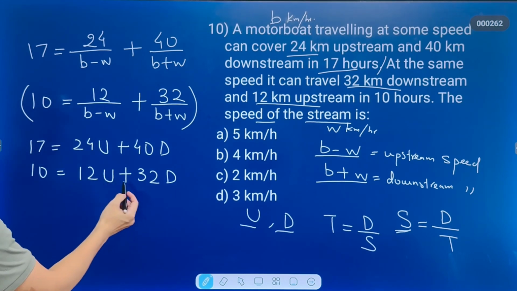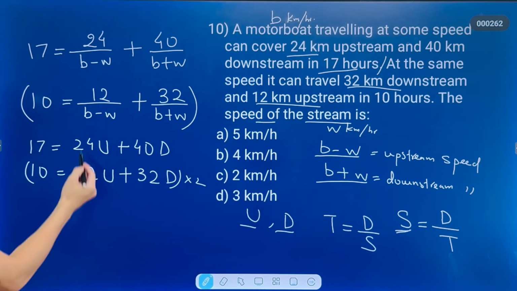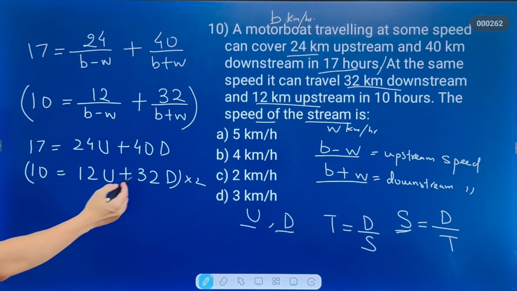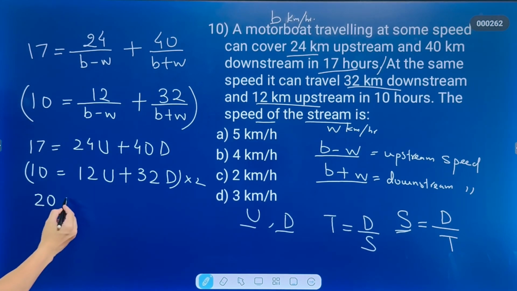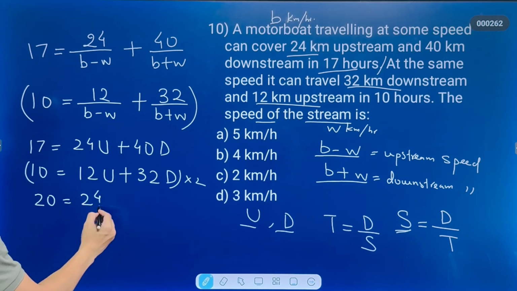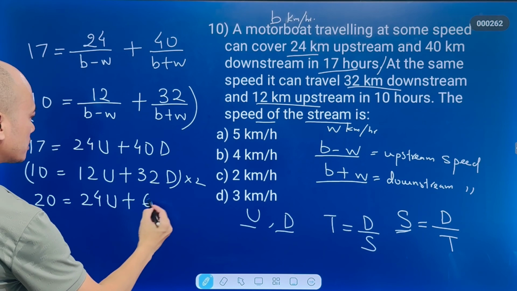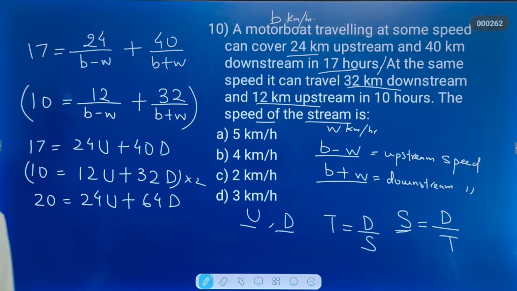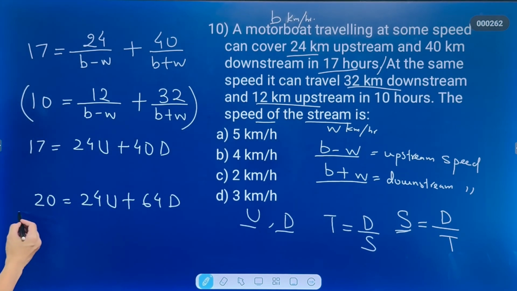If we multiply this equation by 2, then it will become 24. So 24 we can cancel. So we multiply this by 2. So multiply this by 2, it will be how much? 10 2s are 20. Only this equation. 12 2s are 24U plus 32 2s are 64D. So it will be beside you, otherwise you will be confused.